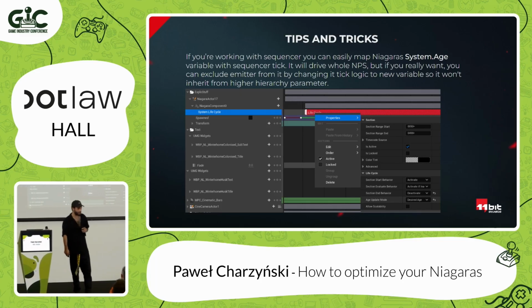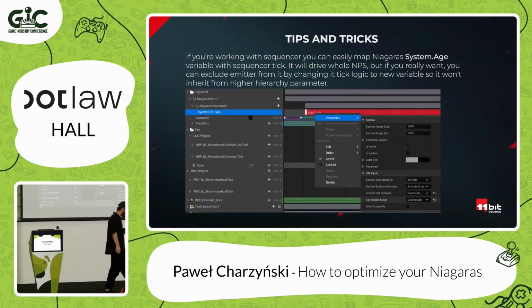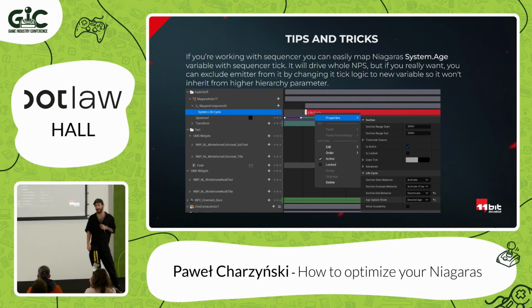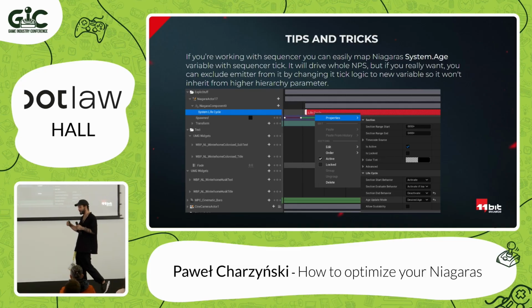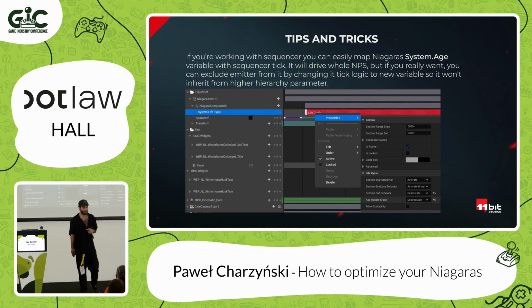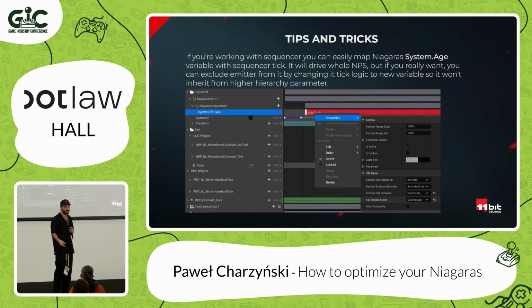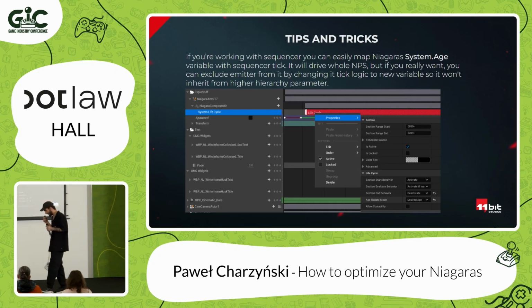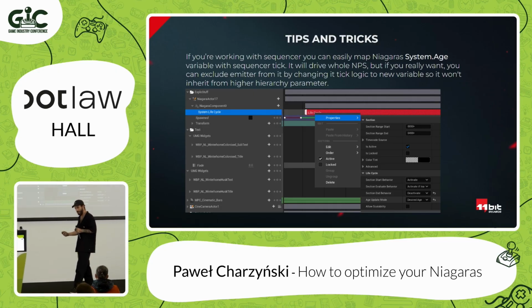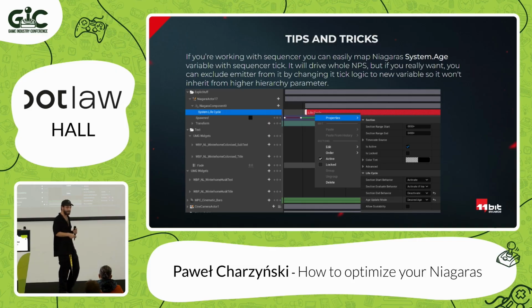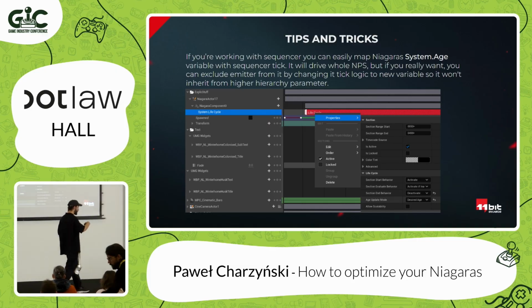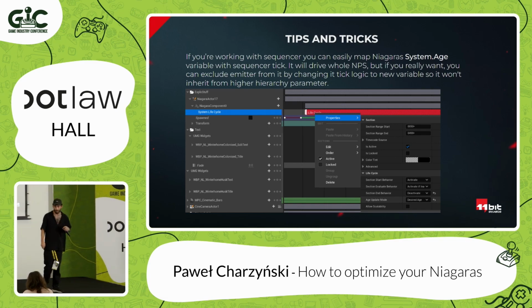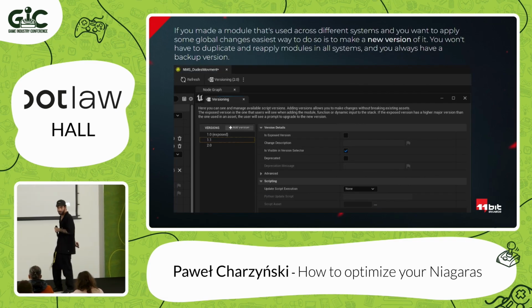Tips and tricks. If we're making some cinematic Niagaras, it's really painful to micromanage these lifetime choices. We can just bind the age of a level sequencer to Niagara, so it basically drives the system age variable that's put across the whole system. So it is really, really useful.